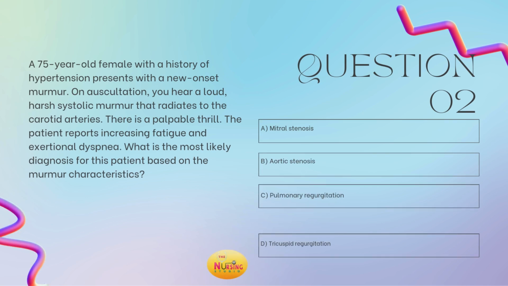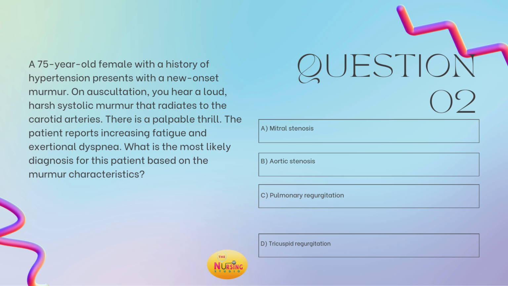Question number 2. A 75-year-old female with a history of hypertension presents with a new onset murmur. On auscultation, you hear a loud, harsh, systolic murmur that radiates to the carotid arteries. There is a palpable thrill. The patient reports increasing fatigue and exertional dyspnea. What is the most likely diagnosis for this patient based on the murmur characteristics? Is it A, mitral stenosis, B, aortic stenosis, C, pulmonary regurg, or D, tricuspid regurgitation? Take a moment and tell me what you got in the comments, y'all.